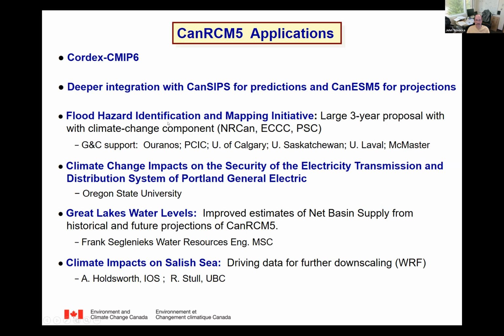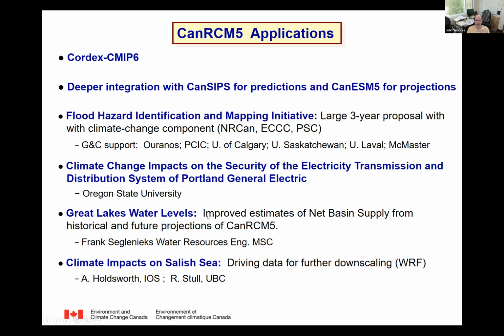Also, it's going to feature prominently in the flood hazard identification and mapping initiative, which is a large 3-year proposal led by NRCan, but there's a climate change component which we're participating in, and the output of CAN-RCM5 will support research done at Ouranos, PCIC, and several universities across Canada. We've already discussed with people at Oregon State University about using the output of CAN-RCM4 and then upgrading to CAN-RCM5 for impacts on security of the electricity transmission and distribution system for Portland General Electric.